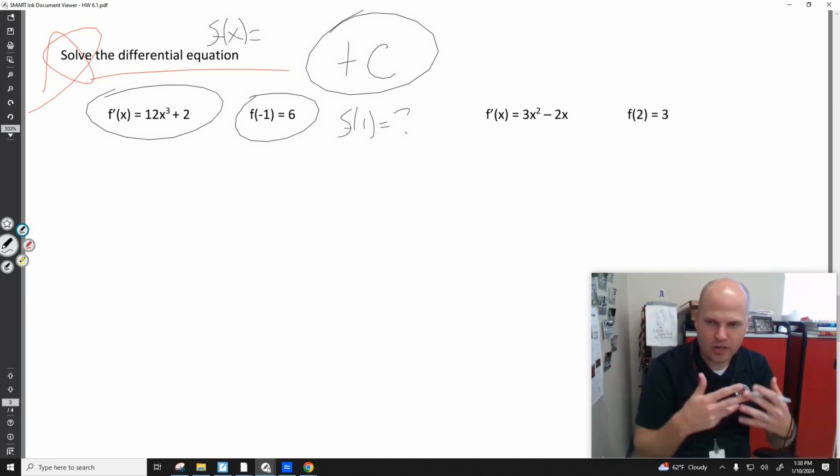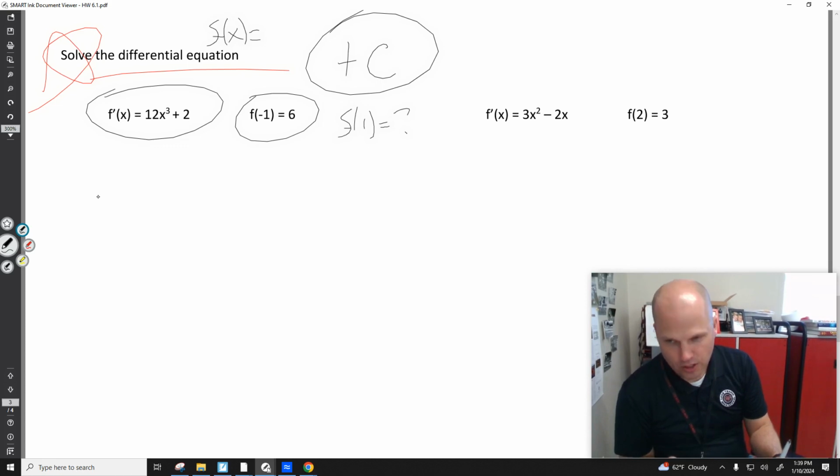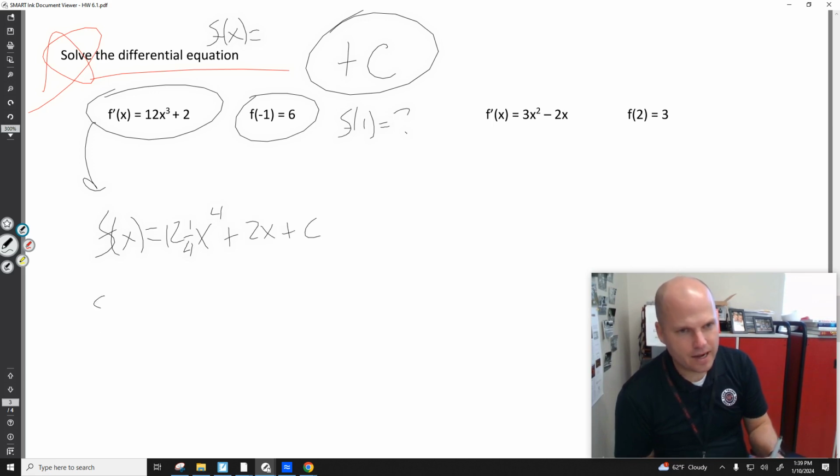Solving the differential equation is taking the antiderivative, finding the equation for f. So the key step to this is to take the antiderivative. Again, leave the constant, add 1, multiply by the reciprocal, combine, don't forget your plus C.